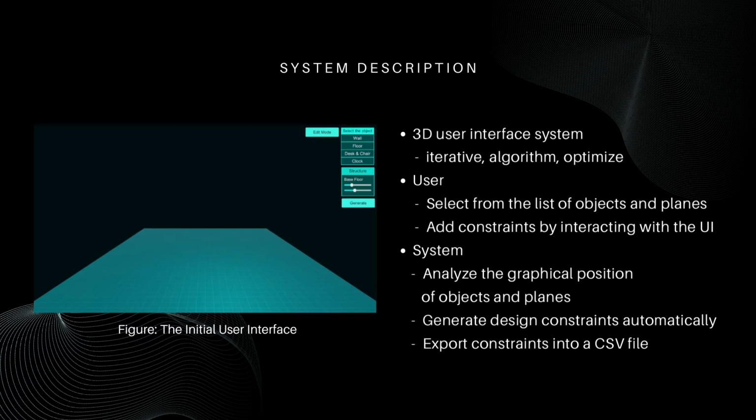With the analysis of the graphical position of objects and planes in the space, real-time design constraints will be generated automatically, and they can be exported into a CSV file for future integration with other software or backend functions.